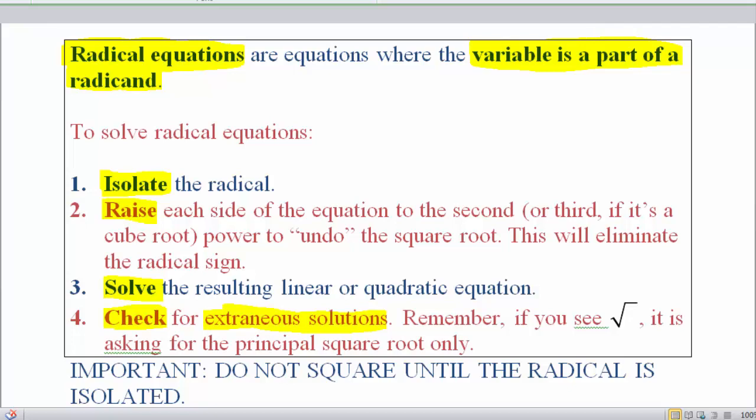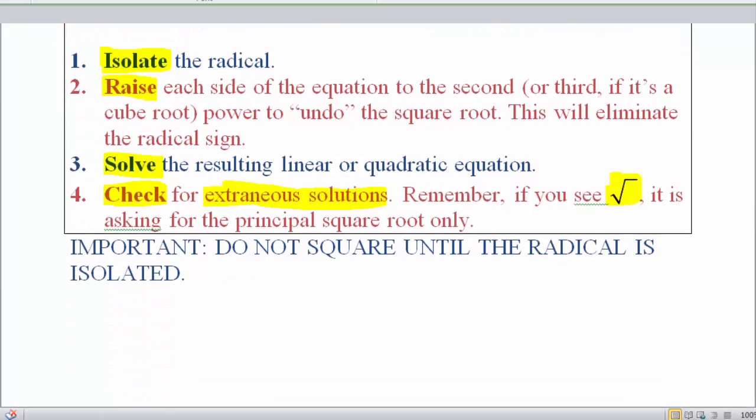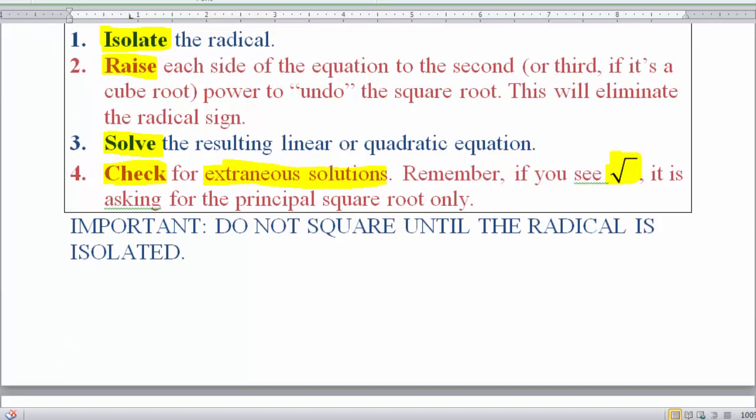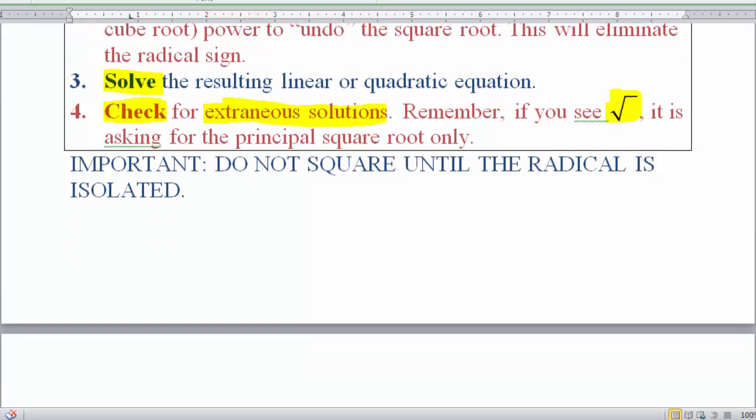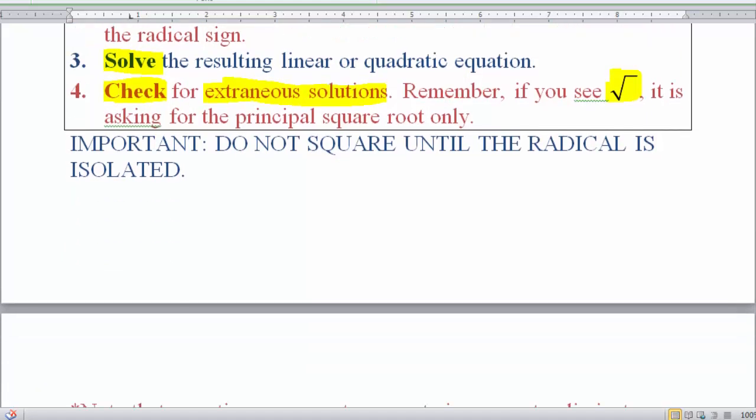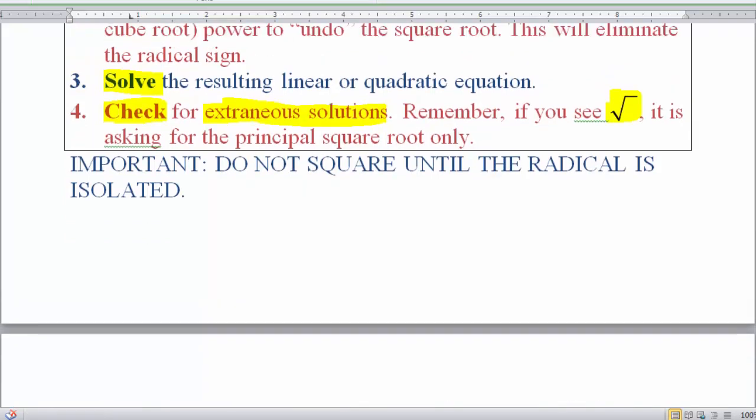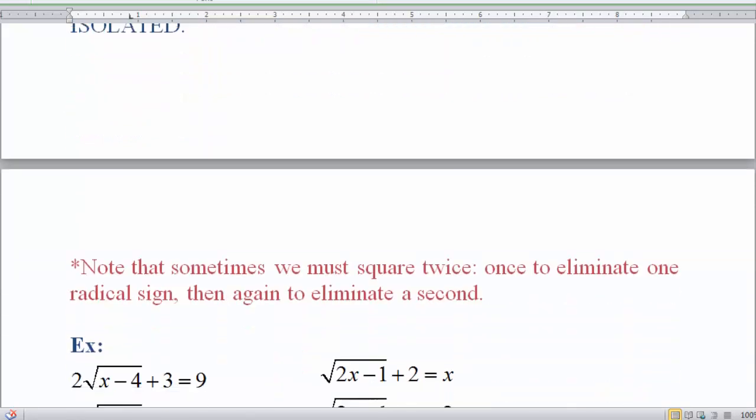And what's important to note when you do a check is that when you see that radical sign, that square root sign, it's assumed that you're asking for the principal square root, the positive square root only, okay? That's an important thing to note when you're doing a check later on. And then, of course, the important thing to note again is that you don't square until the radical is isolated. You've got to make sure you isolate first before you square or cube. Generally this is going to be squaring, but occasionally it's cubing, or even raising to the fourth power if you have a fourth root, okay?